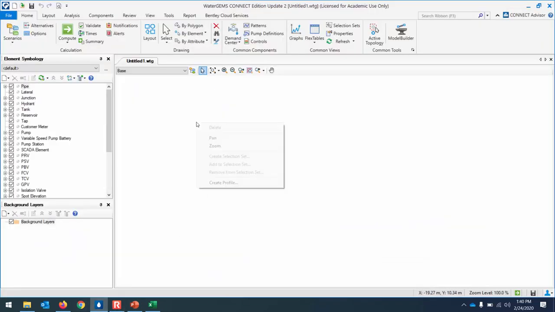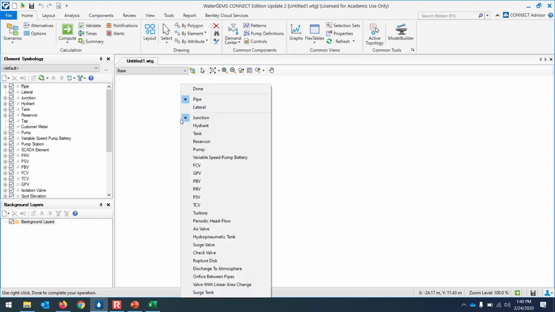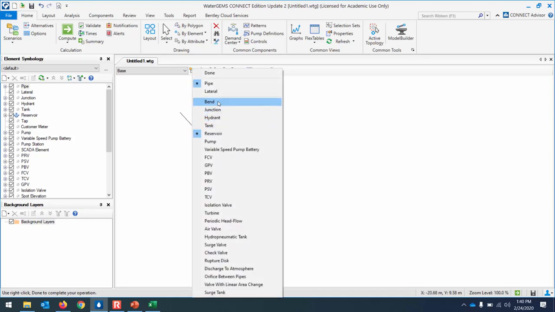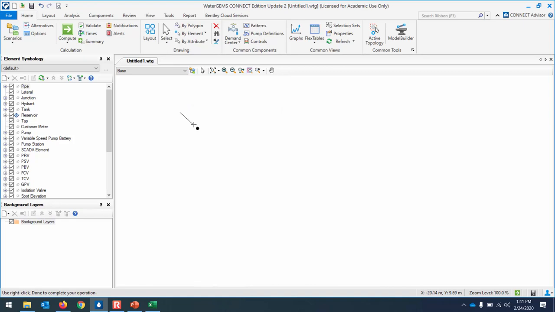Okay, so the first thing I'm going to do is draw a reservoir. Here on the Home tab, in the layout, if you right-click once you have it down on the screen, that allows you to change from a junction to a reservoir. So I'm going to have a reservoir that's, oh, the symbols are really small, I'll have to zoom in. A reservoir that's connected to a junction.